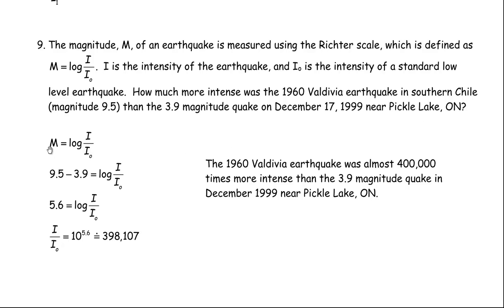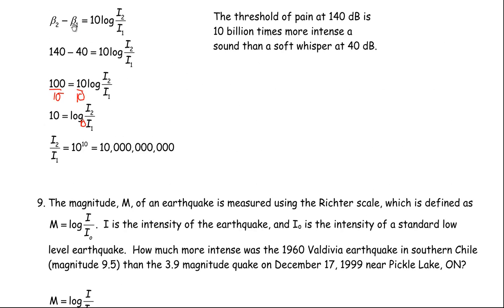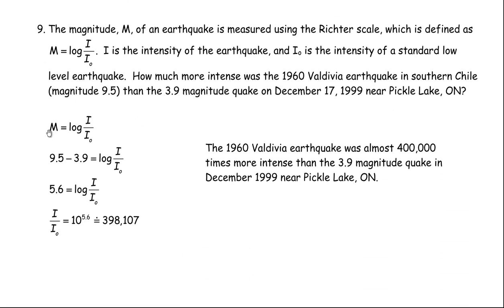Again, we want the difference in Richter scale readings. I could have written this as M2 minus M1, like I had the beta 2 minus beta 1 over here. So this is the difference between their intensities on the Richter scale. So with 9.5 minus 3.9 equals the logarithm of the ratio of their intensities. So 9.5 minus 3.9 is 5.6. And again, my logarithm has a base of 10. This is a little better example because I don't have both numbers as 10.